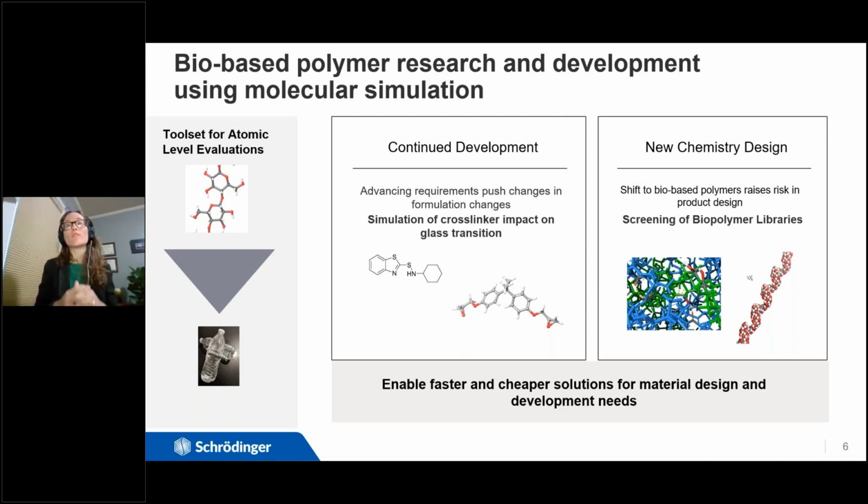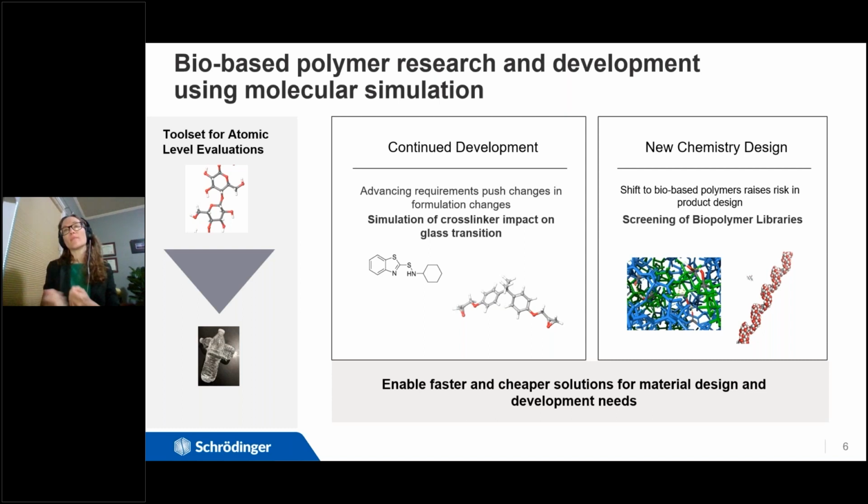So it could be something where you have an existing product and you have an existing system, and you're continuing to develop on that. And so you're looking at, say, changes in the formulation. Maybe you need to select a different cross-linker to impact what the glass transition temperature is going to be. So that's going to be looking at your existing chemistry, looking at different kinds of cross-linkers, and making simulations that are going to give you a good prediction of the glass transition temperature.